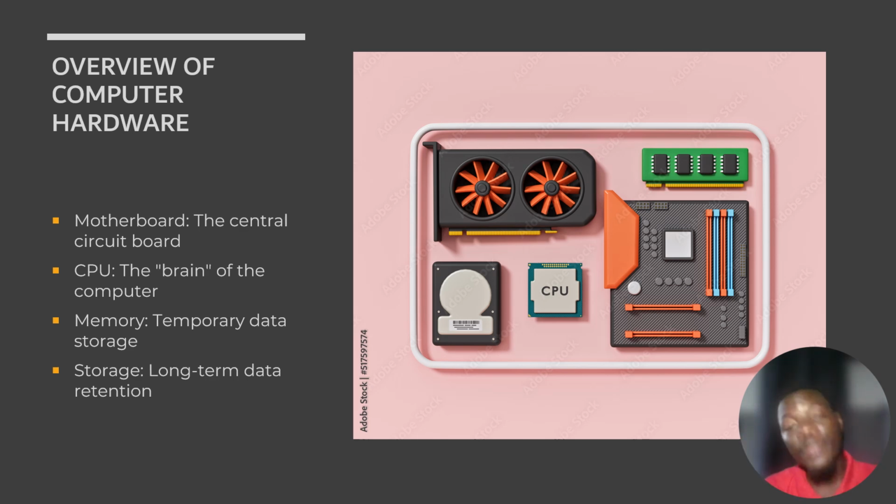Then we have the memory, which is typically in the form of RAM and provides fast temporary storage, and we also have storage devices, which offer long-term data retention even when the power is off. Understanding how these components interact is key to grasping computer architecture and troubleshooting hardware issues.